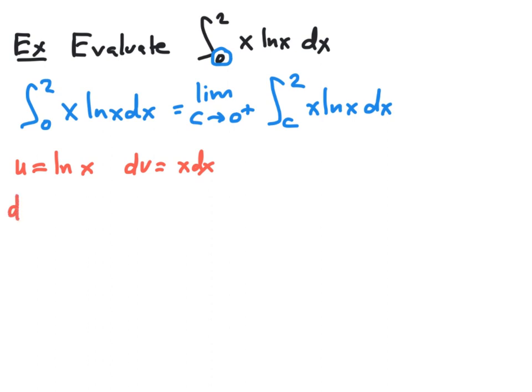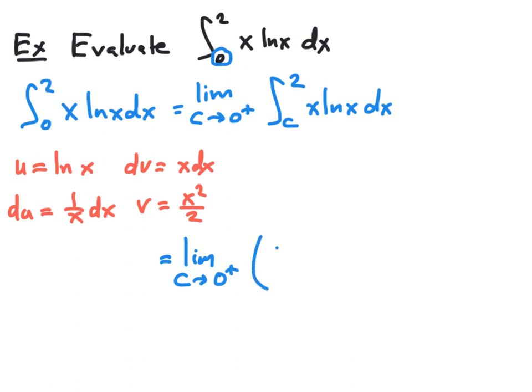From this, we can know that du will be the derivative of the natural log of x, which is 1 over x dx, and v will be an antiderivative of x, which will be x squared over 2. And so we can substitute these values into our integral, and we have the limit as c goes to 0 from the right of 1/2 x squared natural log x evaluated from c to 2 minus the integral from c to 2 of x squared over 2 times 1 over x dx.